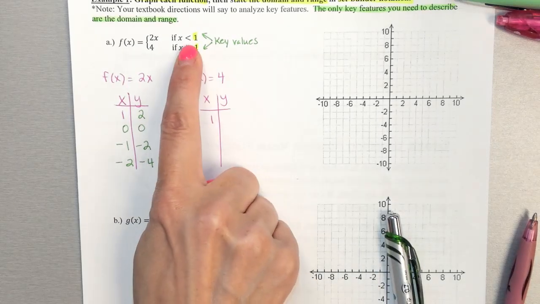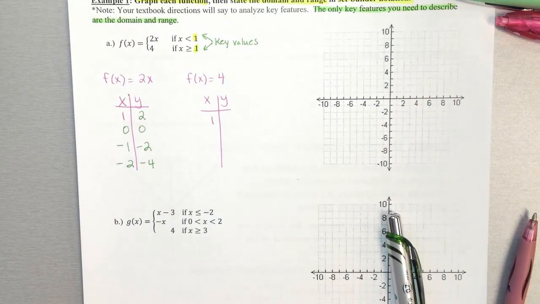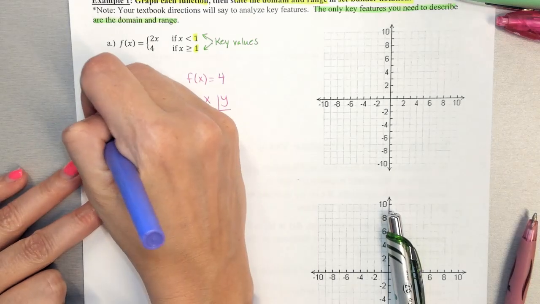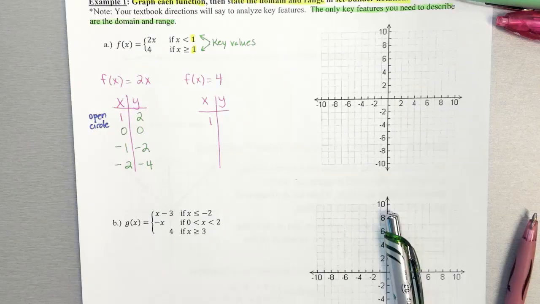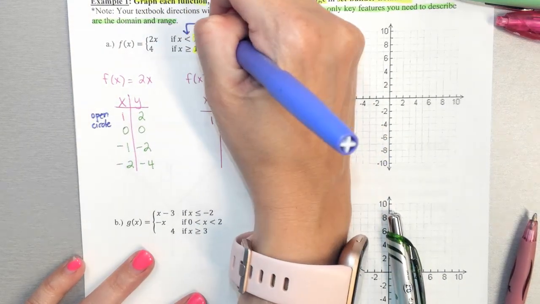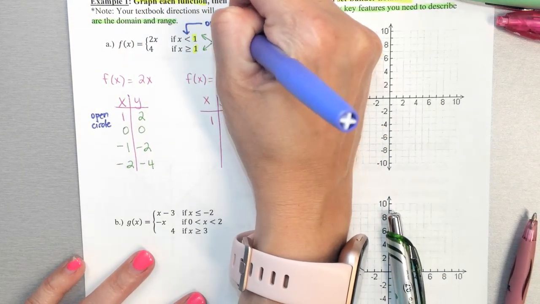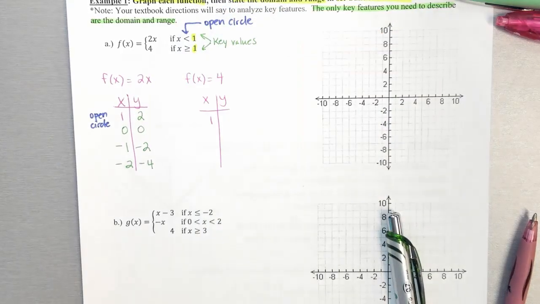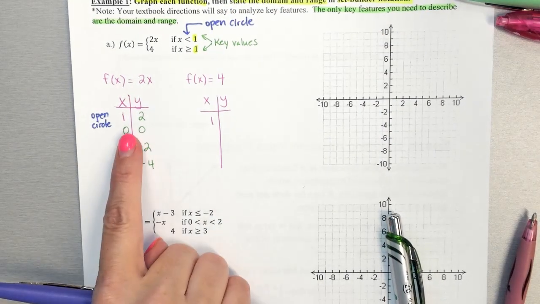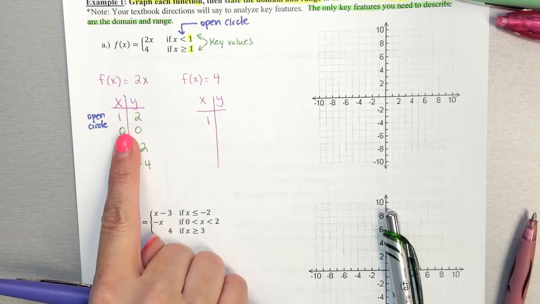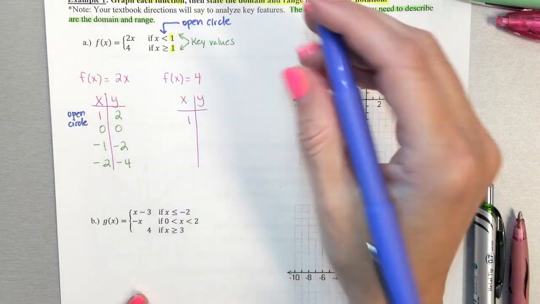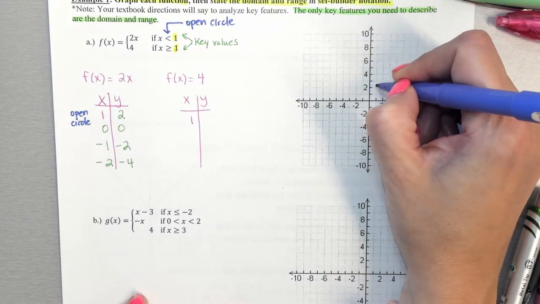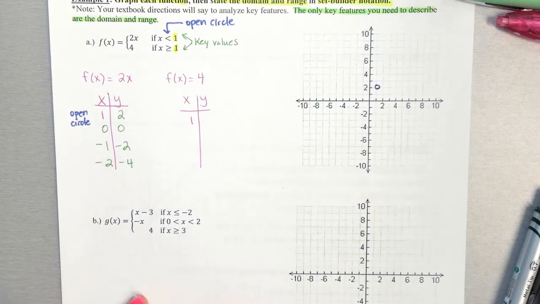Now, if you look here, this was a less than symbol. So when we graph this, this is going to be an open circle on our graph. And it's because of this symbol. This symbol means you are going to have an open circle on the graph, and it's only going to be for this point. Okay, so the point 1, 2 is going to have an open circle there.